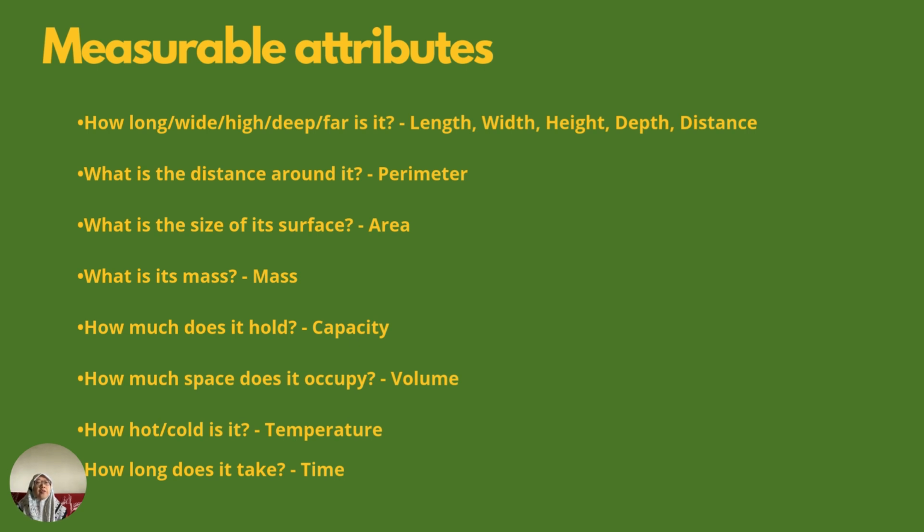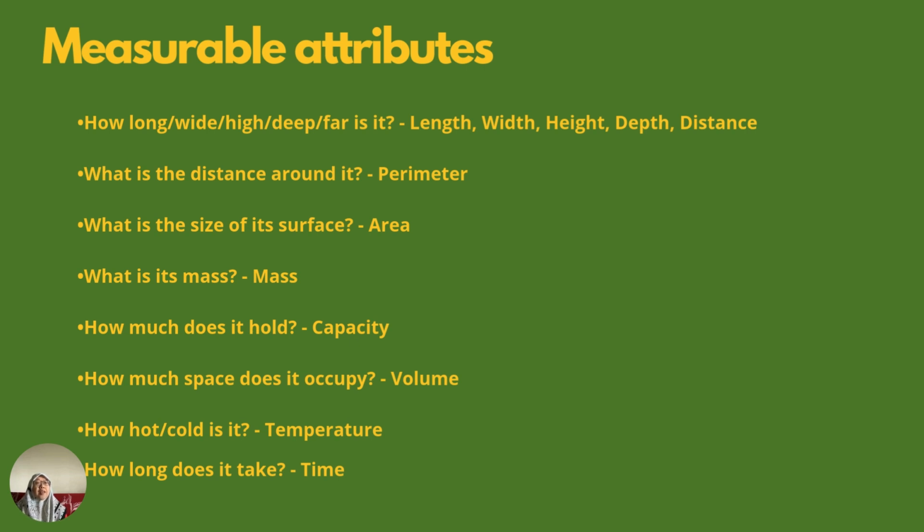Okay, so measurable attributes. The first one is how long or how wide or how high or how deep or how far is it. So we're looking at length, width, height, depth, and distance. All of this actually has something to do with length. The second one is what is the distance around it? So we are looking at perimeter.